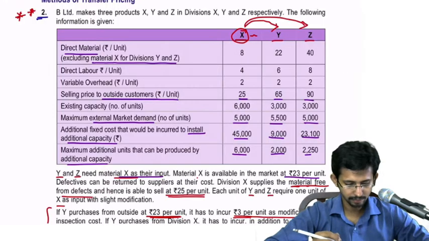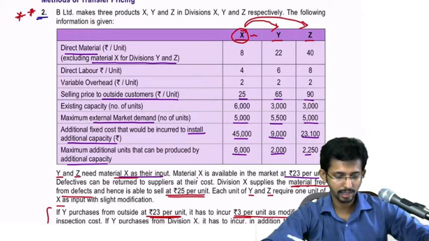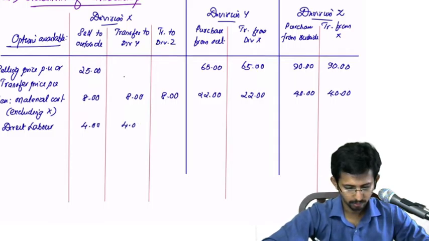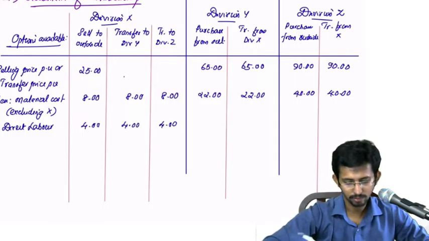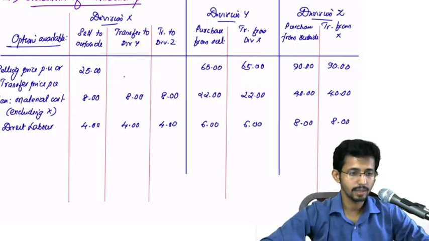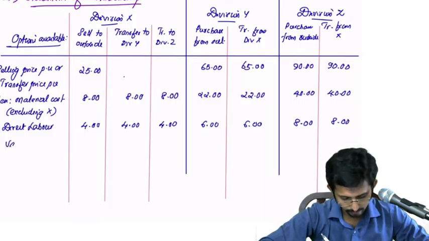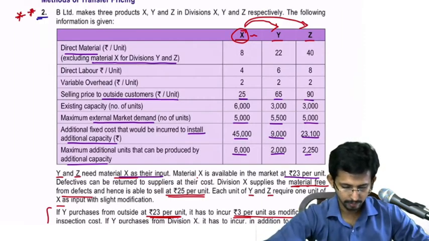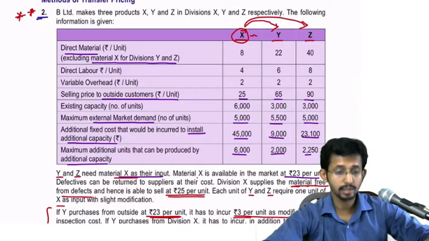Now direct labor. What is the rate? Direct labor 4, 6, 8. So 4, 4, 6, 6, 8, 8. Now variable overhead is also given: 2, 2, 2, in all cases it is 2 itself.